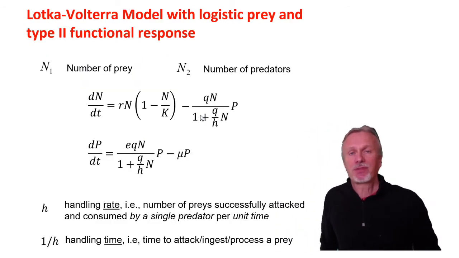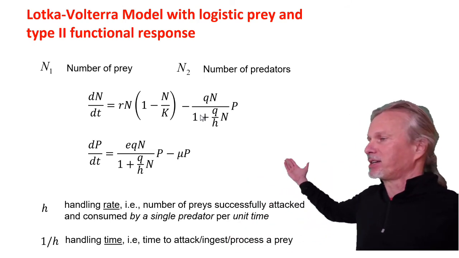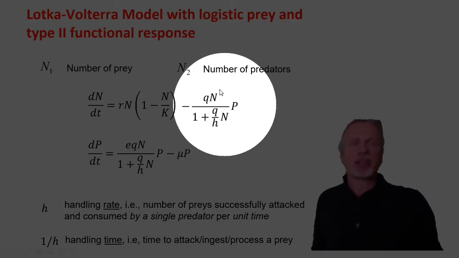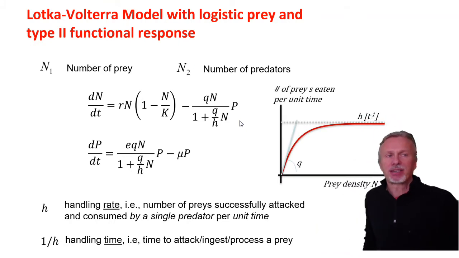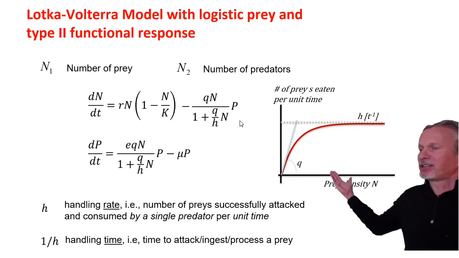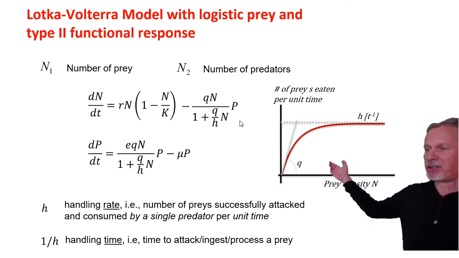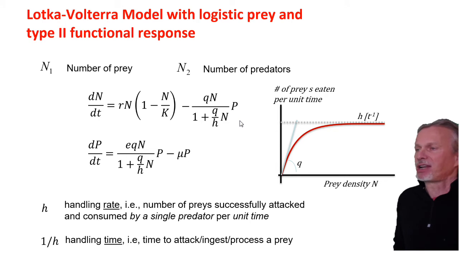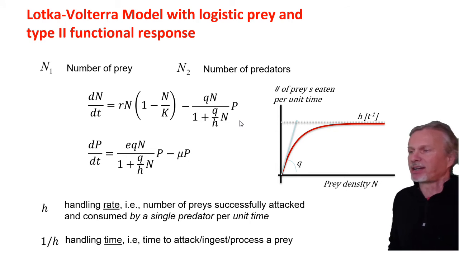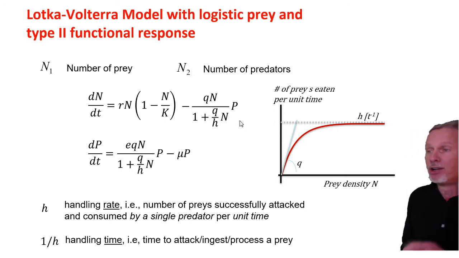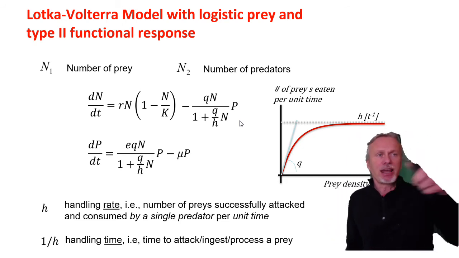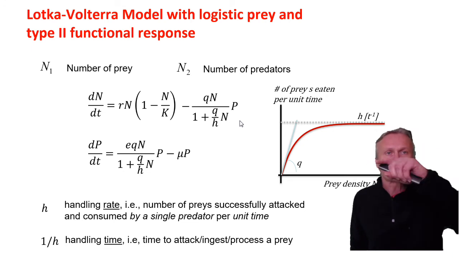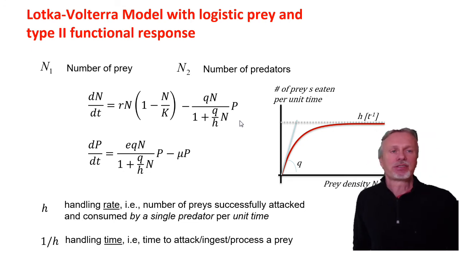Let's see how we account for that in our equation. This is represented here in this model, in which the new element is this function that is a nonlinear function of N, right? And you can see how it is represented here, with prey density on the horizontal axis, okay? In this function, q is still the predation coefficient, and h in this case is the handling rate, the number of prey successfully attacked and consumed by a single predator per unit time. As you see, I have represented it in a way that h is the horizontal asymptote of this function, and q is the predation rate, okay?